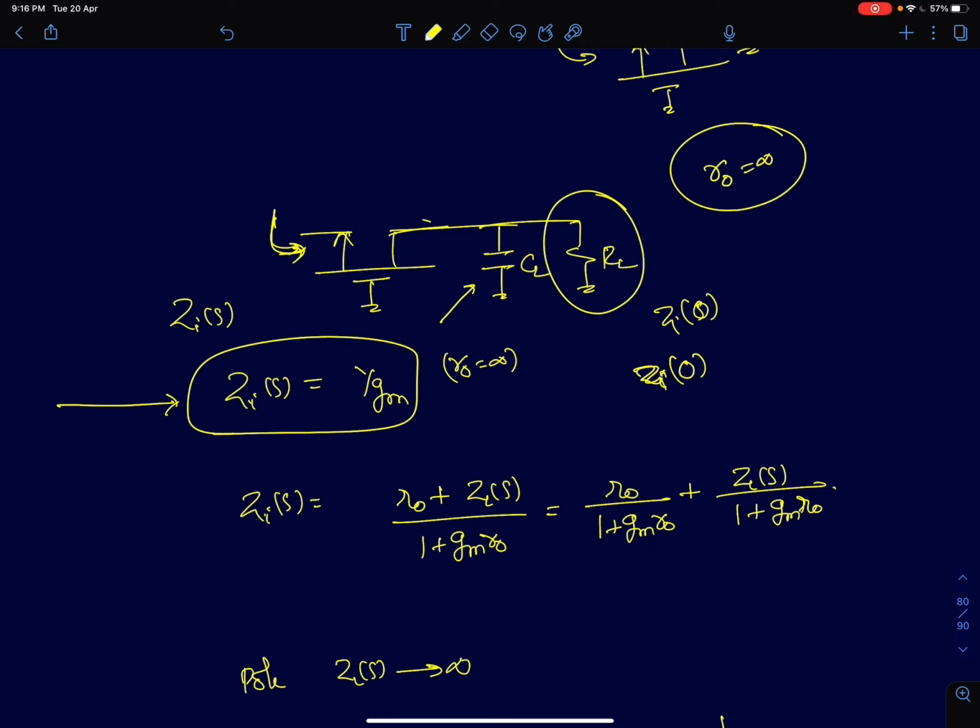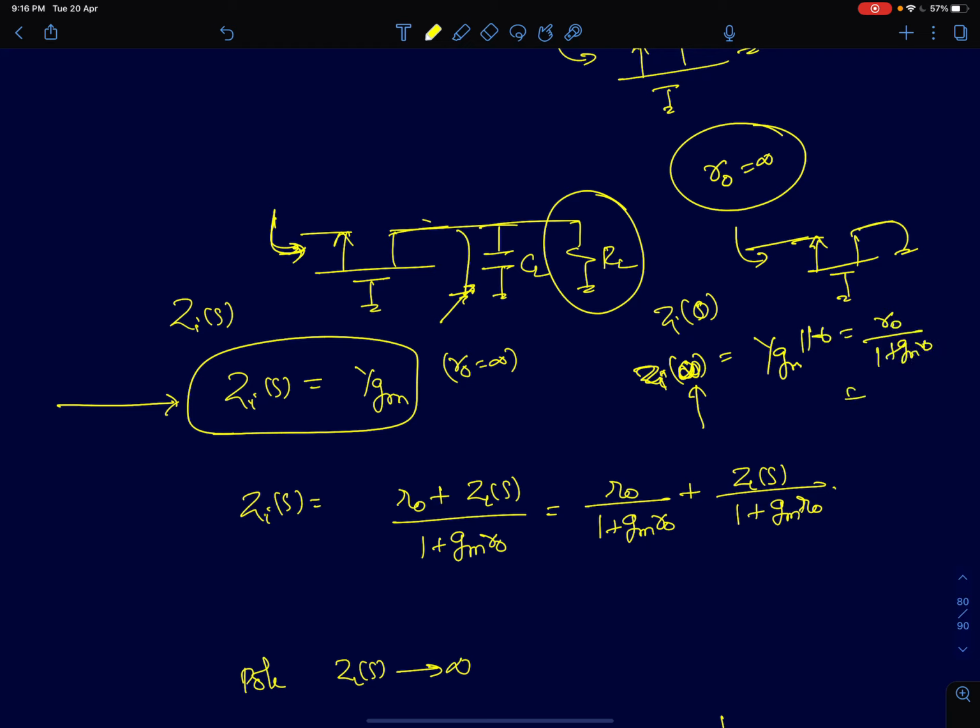Now at infinite frequencies, the capacitance will act like a short circuit. If the capacitance acts like a short circuit, the circuit reduces to something like this. Drain is at AC ground. So when you look into the source terminal, the input impedance at infinite frequency will be 1 by Gm parallel R0, which will be R0 by 1 plus Gm R0, or approximately 1 by Gm itself.